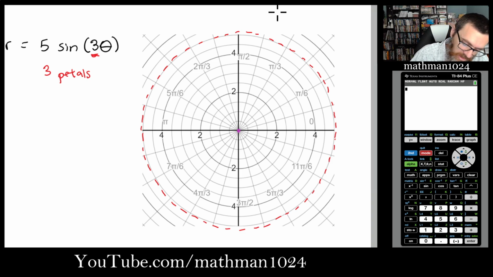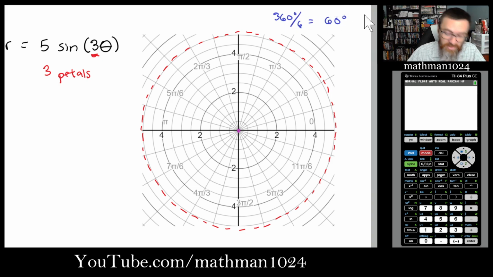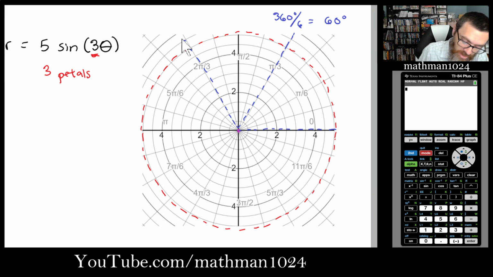So if I take 360 degrees divided by 6, we should have 6 60-degree regions. And because we expect this to start along the polar axis first before curving back, we can go ahead and start with one of the divisions here. Fortunately for us, 360 divided by 6 is 60, so it divides very nicely. So you've got this one, and then every 60 degrees, which is going to be at all of these pi over 3 marks.